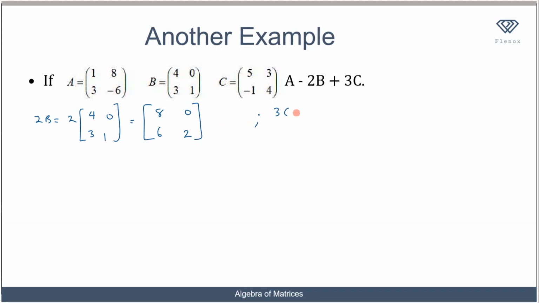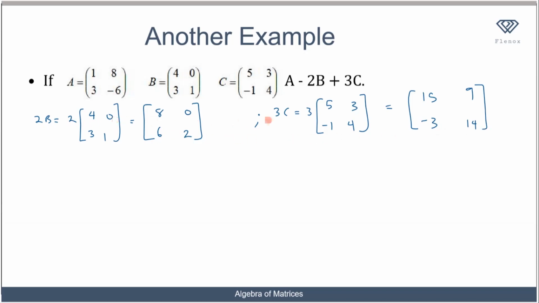Similarly, we can find the value of 3C. So 3C is just 3 times all the elements in C, which are 5, 3, minus 1 and 4. So what would that result in? 3 times 5 is 15. 3 times 3 is 9. 3 times minus 1 is minus 3. And 3 times 4 is 12.